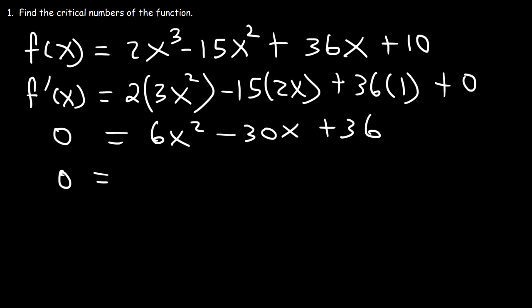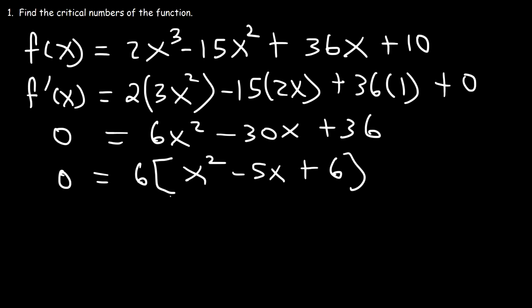So we need to factor this expression. Notice that every coefficient is divisible by 6. So let's take out the GCF, which is 6. 6x squared divided by 6 is x squared. Negative 30x divided by 6 is negative 5x. 36 divided by 6 is 6.